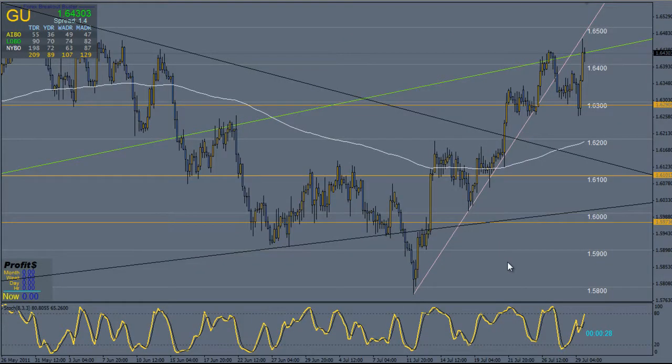This is the pound dollar, and we're looking at the 4-hour time frame. Before I get started with this video, I'll give you a recap on how I've organized my charts. The horizontal lines are my hand-drawn support and resistance levels. The other lines are trend lines that I draw on the weekly time frame, which are the green ones, the daily time frame, the black ones, and then the 4-hour time frame, the pink ones.